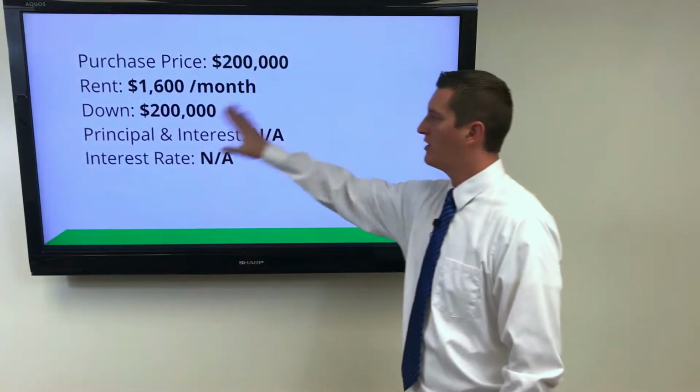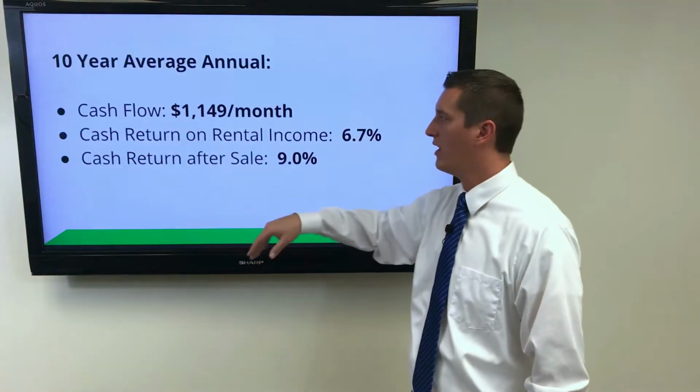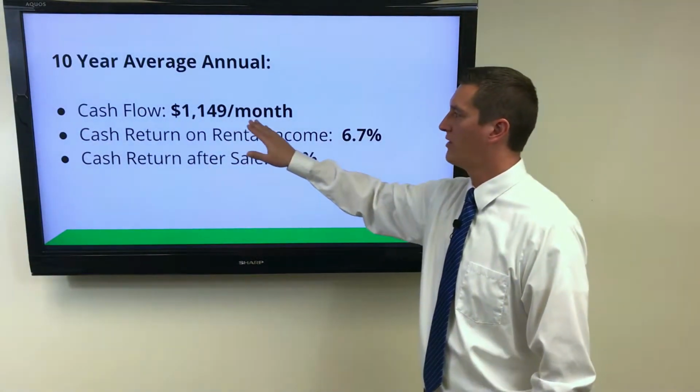Here's the cash purchase. So we pay $200,000, we're putting $200,000 down. There's no principal and interest, no interest rate. We're getting cash flow of $11.49 per month.